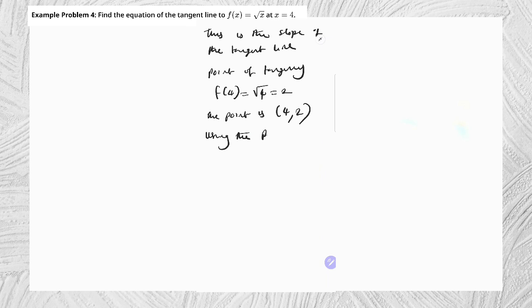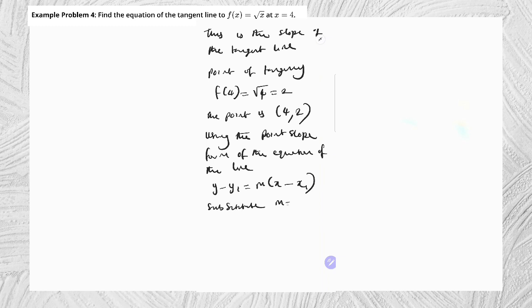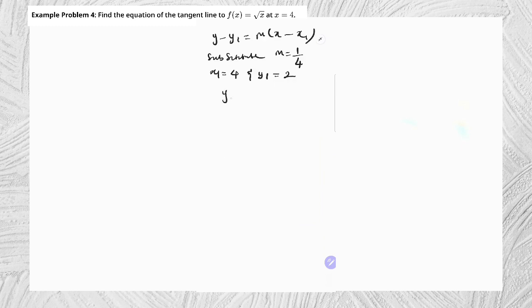Now, use the point-slope form of the equation of a line, which is y minus y1 equals m times x minus x1. Substituting m equals 1 over 4, x1 equals 4, and y1 equals 2, you get y minus 2 equals 1 divided by 4 times x minus 4.